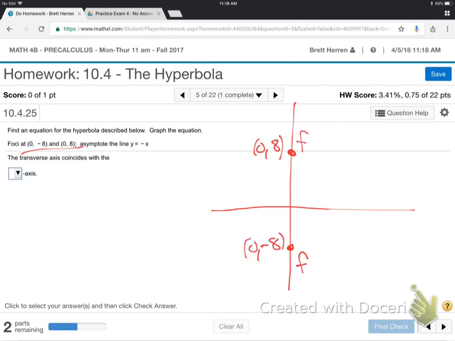Good for the two focus points. And where's the center? It's got to be the origin, huh? Yeah, because those are right. The origin's right in the middle of those two. So the center is 0, 0.